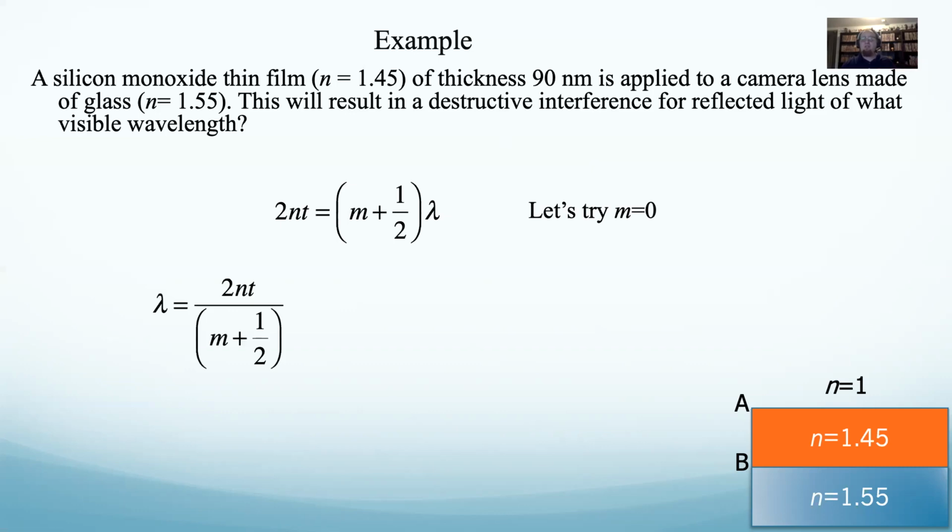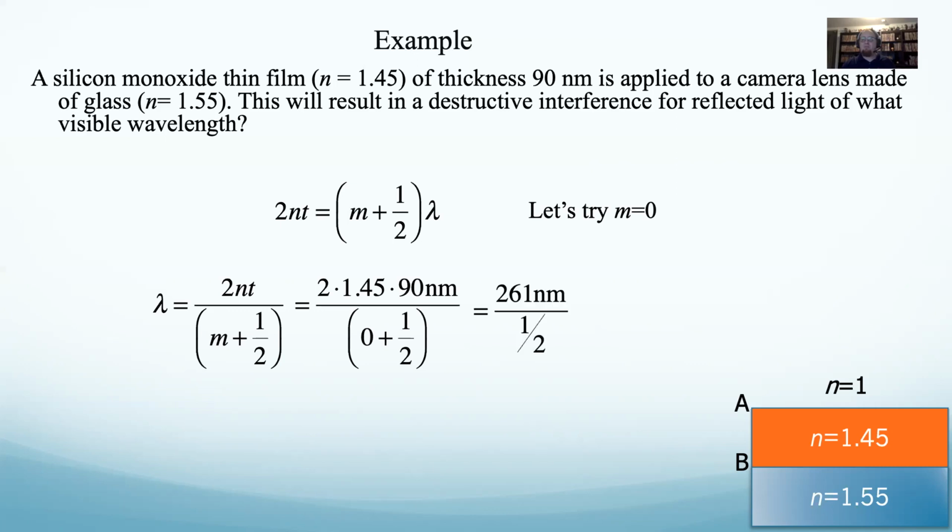If m equals 0, I get that. That's in the visible range. And so that's the answer. If I did m equals 1, I would have gotten something outside the visible range. And so I get 522 nanometers. That is where there is destructive interference.